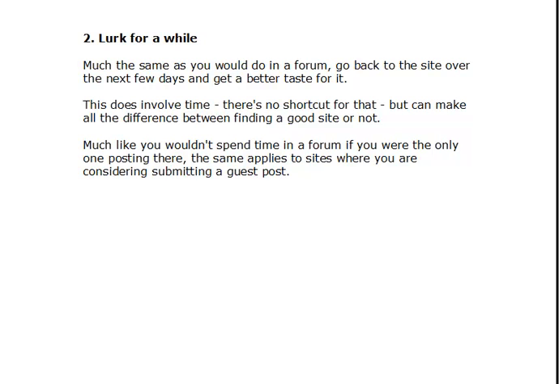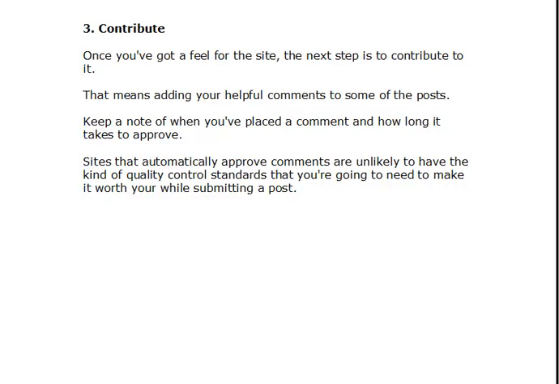It's much the same as you do in a forum. You go back to the site over the next few days and get a better taste for it. You'll be doing this probably on 3, 4, 5, 6 sites, something like that. It does involve time, and there's no real shortcut for that, but it can make all the difference between finding a good site or finding one that is a waste of your time, really. So much like you wouldn't spend time in a forum if you were the only person posting there, same applies to sites where you're considering submitting a guest post. It needs activity.